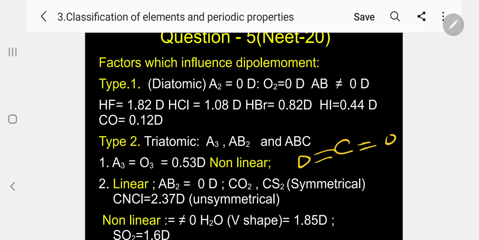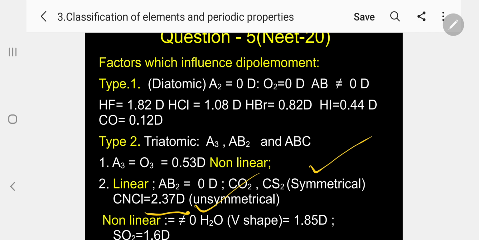The vectors actually cancel each other. Kindly follow. The same way, carbon disulfide also. So a linear triatomic AB2 type is always symmetrical; I will call it 0. Suppose if it is unsymmetrical, it has a dipole moment. Example, chlorocyanogen, CNCl. Please follow.